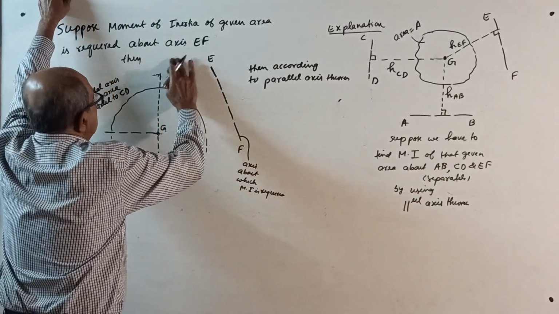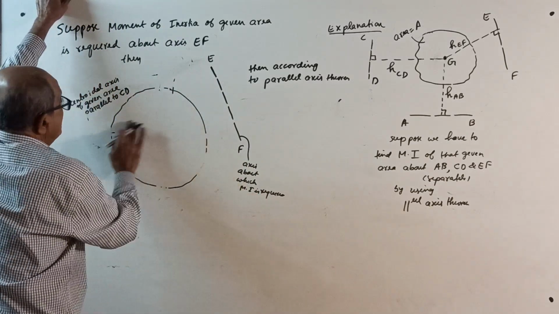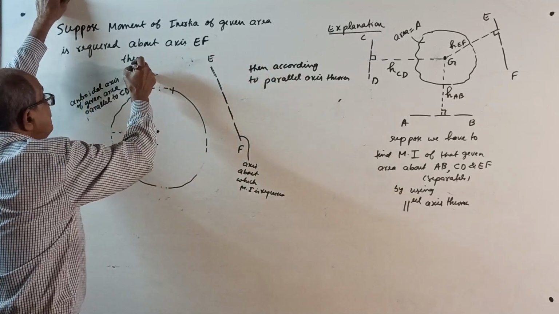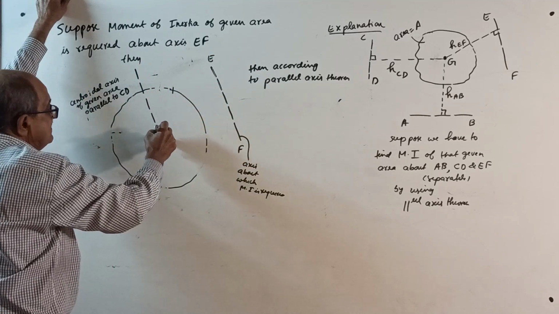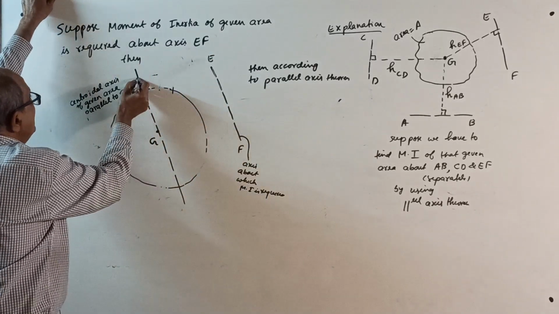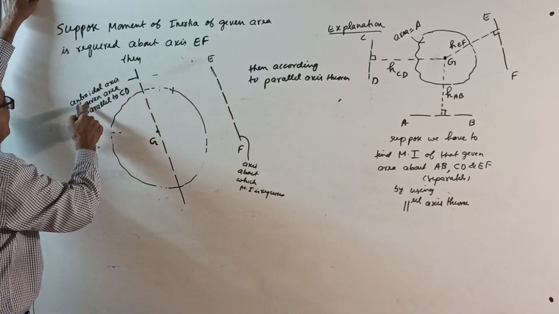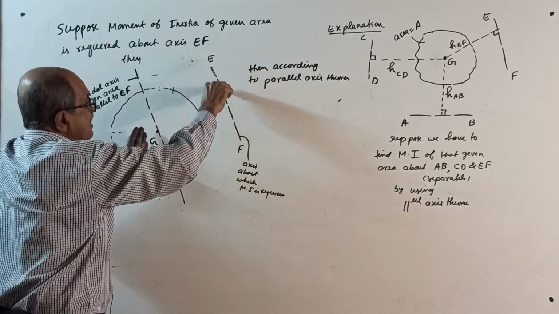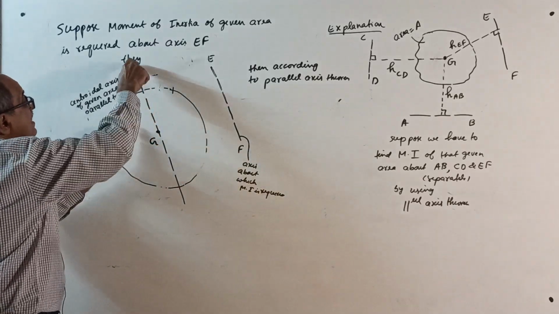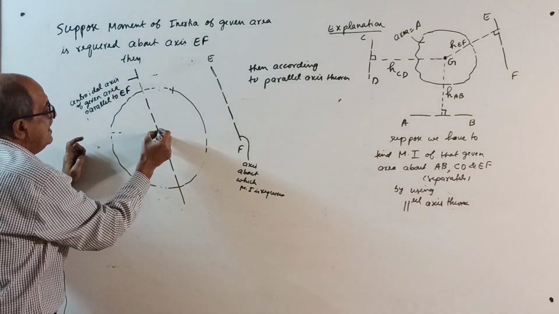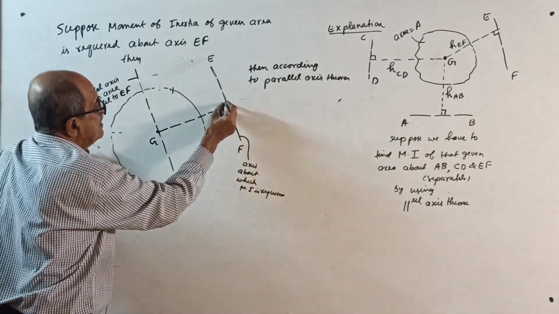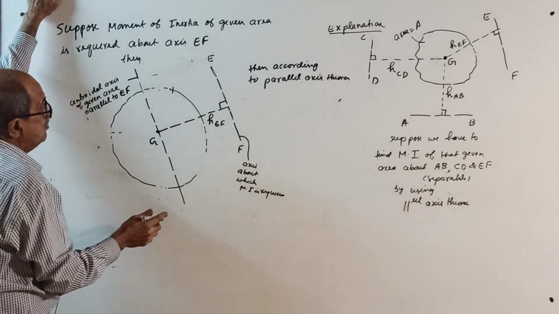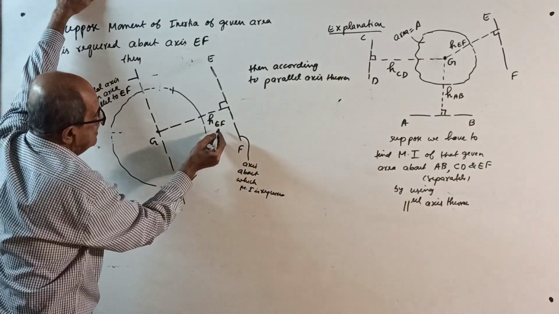Now, see, the centroid is here. What you do? Draw an axis parallel to EF. This is a centroidal axis of the given area parallel to EF. If you want the moment of inertia about the EF axis, come to the centroid and consider an axis parallel. Then from here, draw a perpendicular to EF, H_EF.